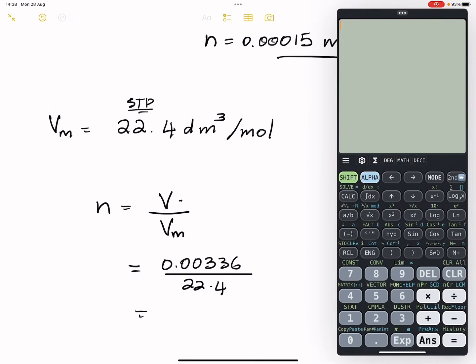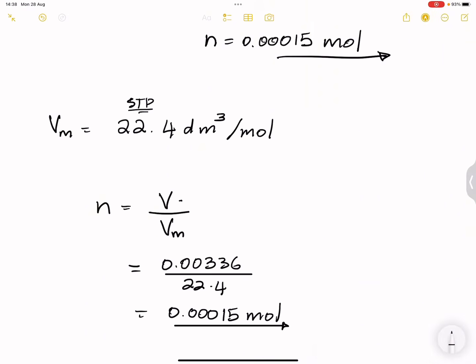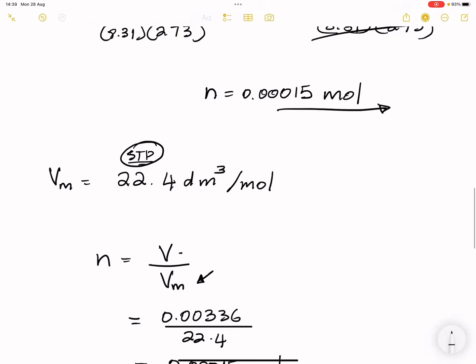So let's see if we get approximately the same answer. 3.36 divided by 22.4. I hope that you can see that we get exactly the same answer, which is 0.0015 moles. So that is how we use our molar equation in this case. Remember, the molar volume at STP is always 22.4. By the way, you're provided that value in your data sheet in your exam, so please look out for it.